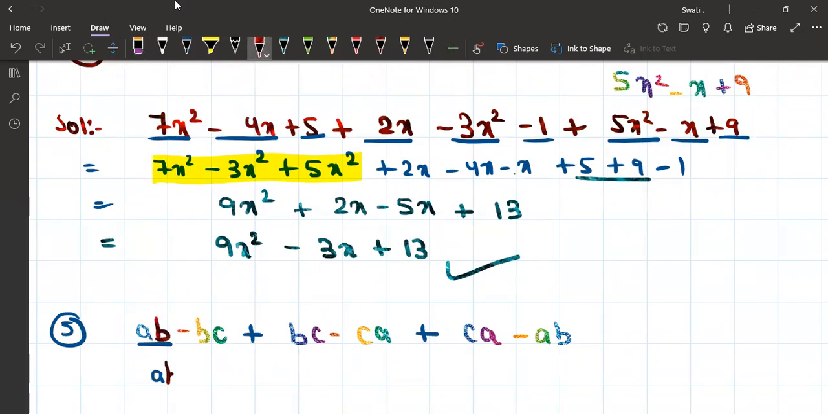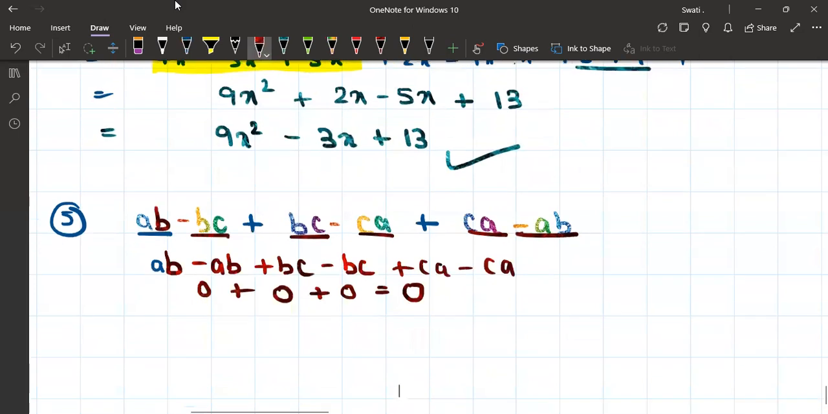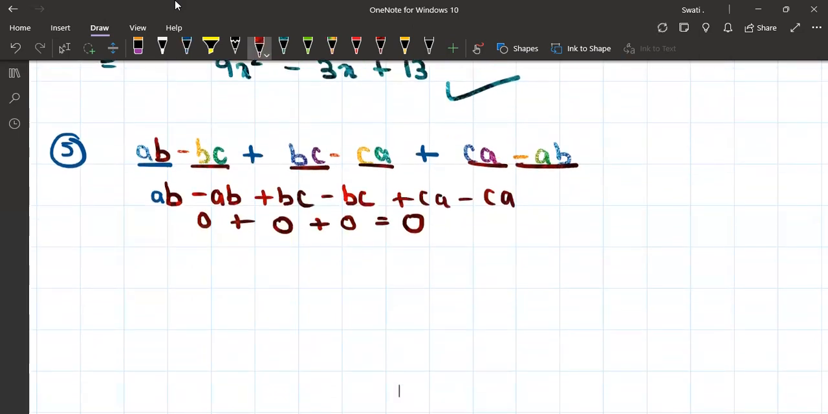So here I have AB as it is, and here I have minus AB. So I can write minus AB. Here I have plus BC and minus BC. So I'm writing plus BC minus BC. And here I have plus CA and minus CA. So I'm writing plus CA and minus CA. Clearly you can see AB minus AB is 0. BC minus BC is 0. CA minus CA is 0. So 0 plus 0 plus 0 is 0. And we are done with the fifth question. This was very simple yet very important.